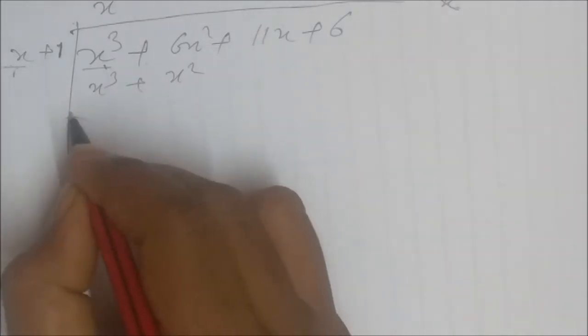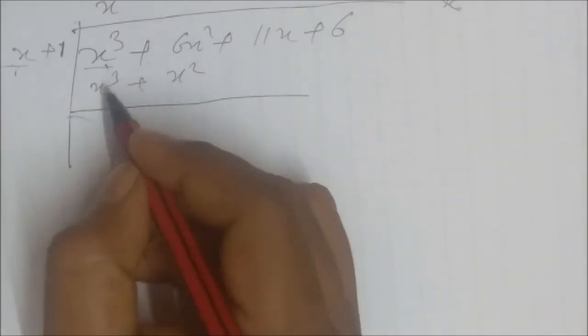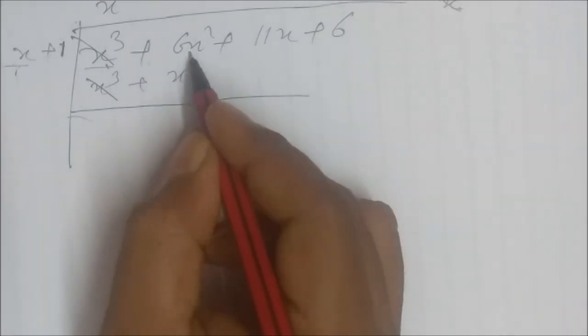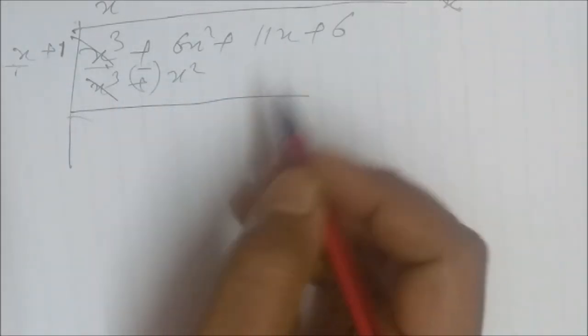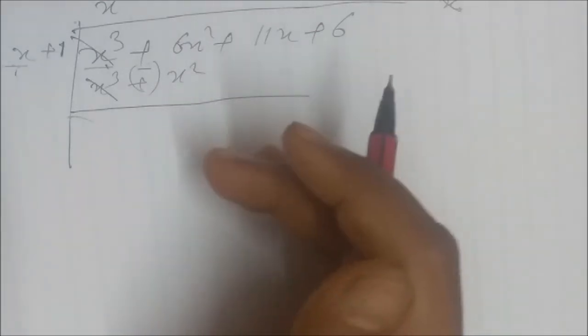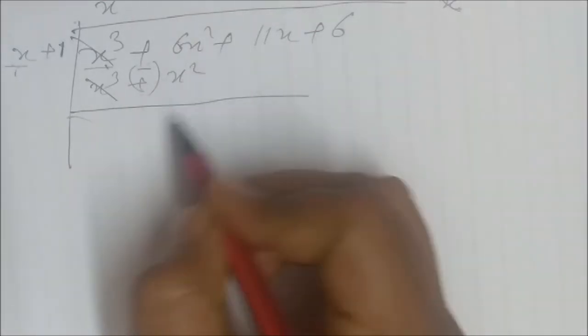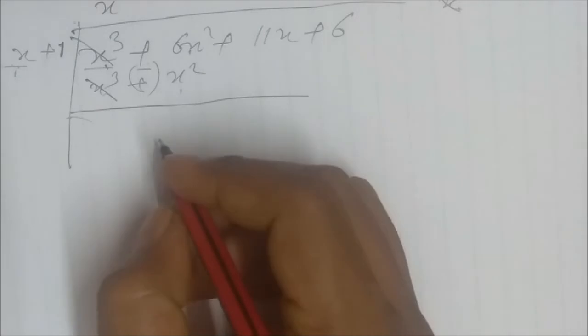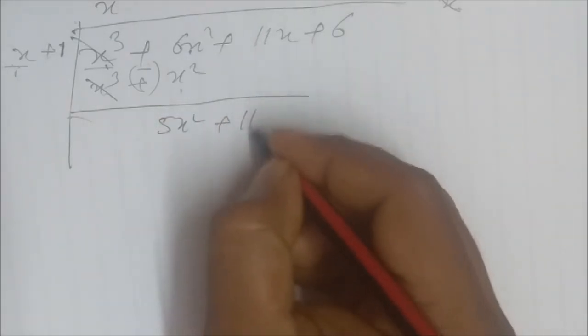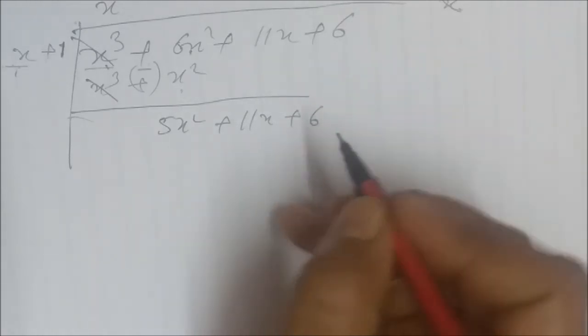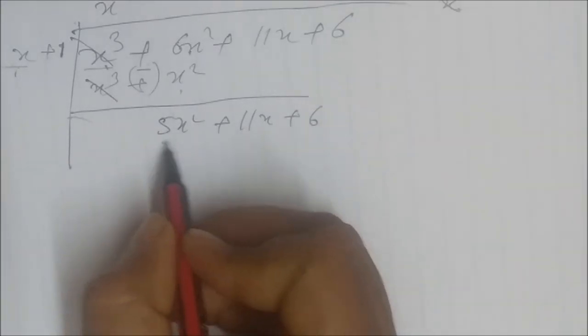Now the next step is subtract. So x cube minus x cube both get cancelled, and this 6x squared minus the second term, the sign of the second term will change. Okay, always it will change. 6x squared minus x squared, that is 5x squared. Taking all the other terms down. Okay.